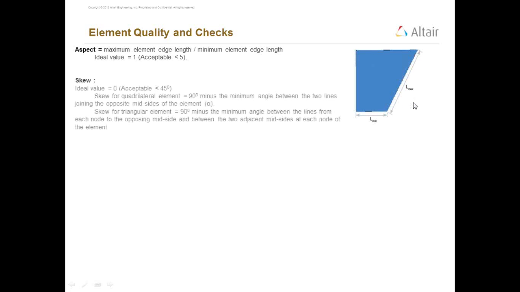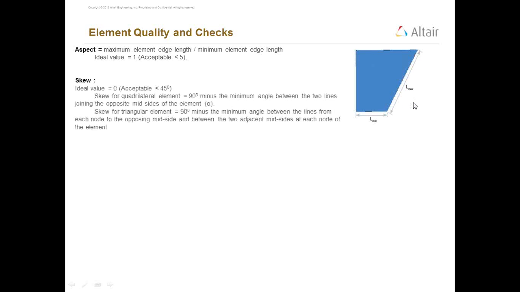Then aspect ratio for 2D elements is the maximum element edge length divided by the minimum element edge length. Ideally, the value should be 1, but the acceptable range is less than 5. As you can see, the maximum length to minimum length ratio should not exceed 5.